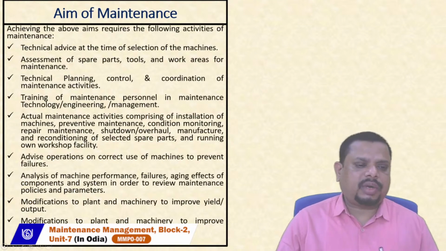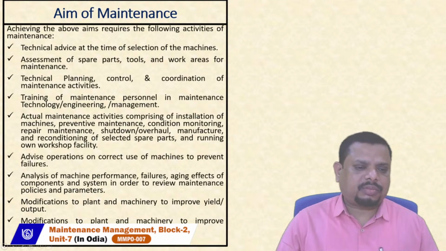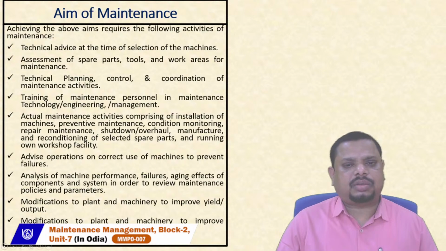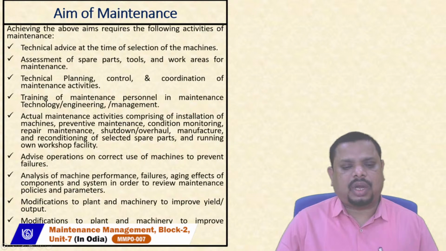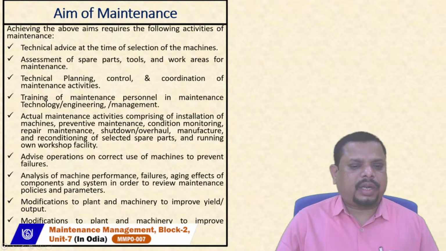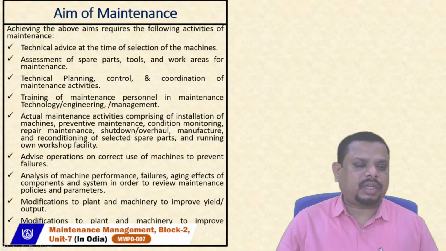The next point we have is advice to operations on correct use of machines to prevent failure. That is why if you go to an organization, especially manufacturing organizations, they have standard operating procedures. If you go through the standard operating procedures of maintenance management, they have strictly mentioned how to use the machines, how to maintain the machines, and how to maintain error-free operation or prevent failure.